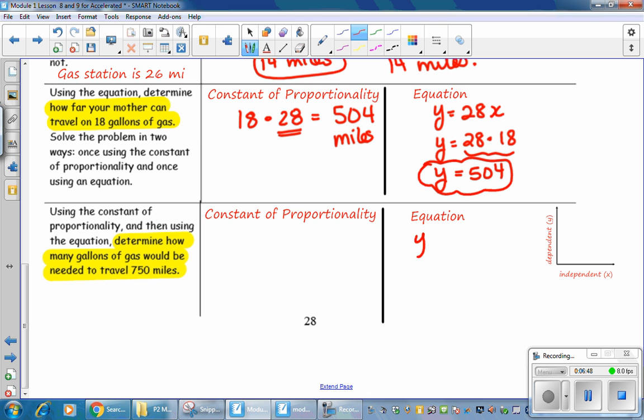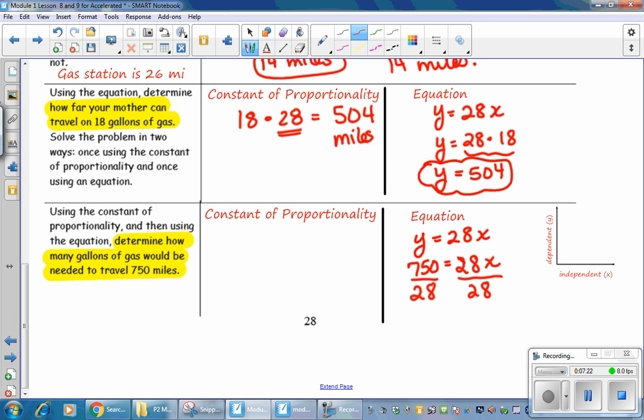We have y equals 28x, where y is the number of miles. And we know the number of miles is 750. We know that we get 28 miles per gallon, and we need to solve for x to determine how many gallons that will require. So this is 28 times x. What we need to do to solve for this is to divide by 28. And when you're solving an equation, remember that you have to do the same thing with the same number on both sides of the equation.